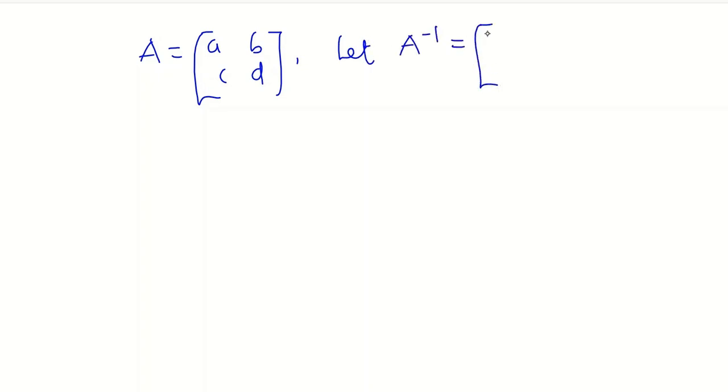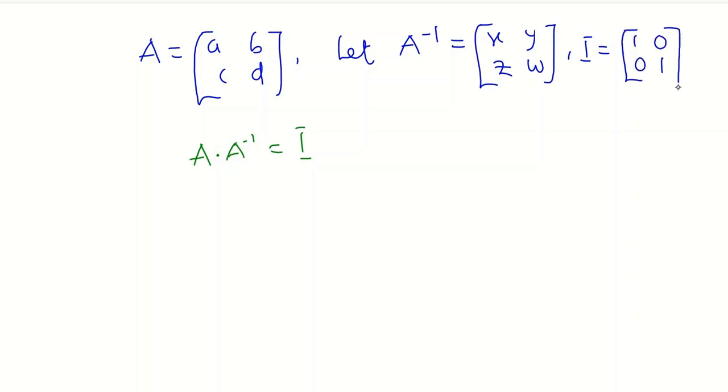And so we continue. At this point, we have been given A to be equal to [a, b; c, d], and we want to find A inverse. But since we don't know A inverse, we can say A inverse should be equal to [x, y; z, w]. But we know from the fundamental matrix identity that a matrix times its inverse should give us the identity matrix. So we can say that the identity matrix should be equal to [1, 0; 0, 1], since we are dealing with a square matrix of 2 by 2.